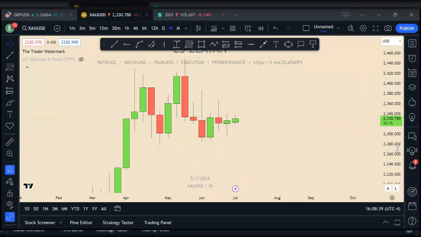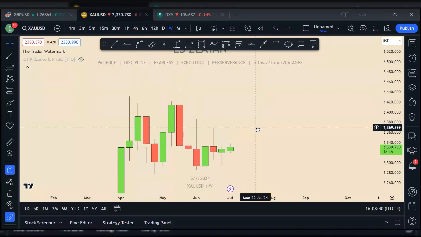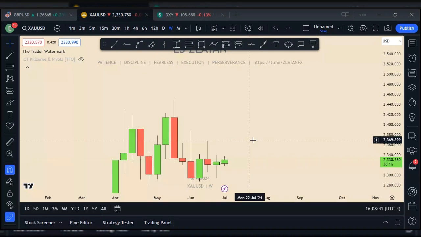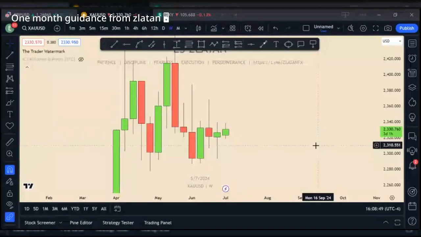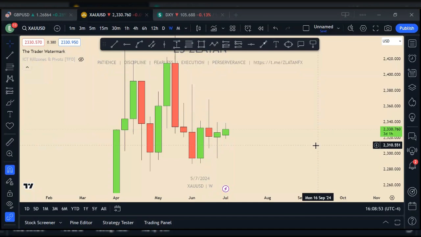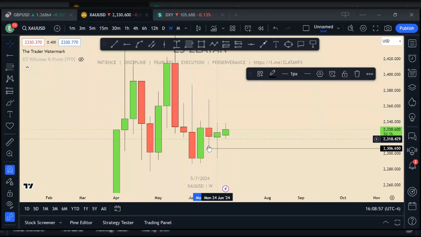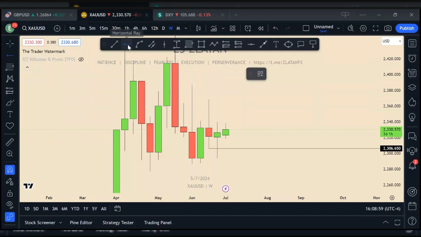I am looking at the weekly chart of gold. So first thing you need to know is that candles are ranges, right? Candles are ranges. When they say candles are ranges, what do we mean? If I was to take this candle right here, when you're working with a single candle, you're working with the high and the low, not the opening and the close.